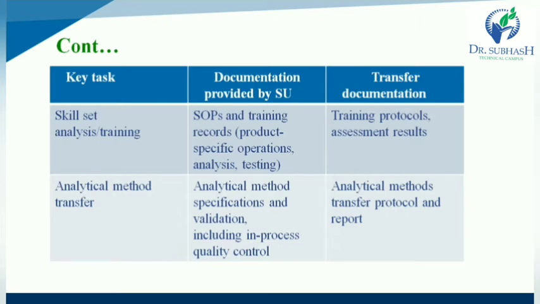So the first key task is skill set analysis or training. Which type of documentation is provided by the sending unit? First one is the standard operating procedure and training record. The training record includes product-specific operations, analysis and testing, while the transfer documentation includes training protocols and assessment results.